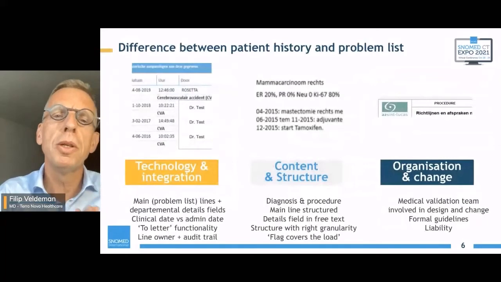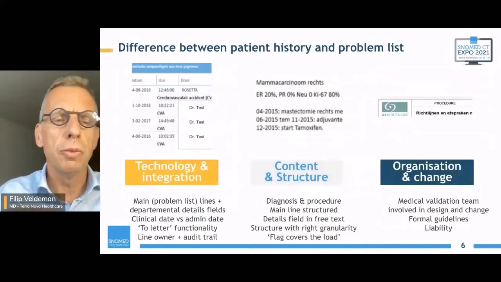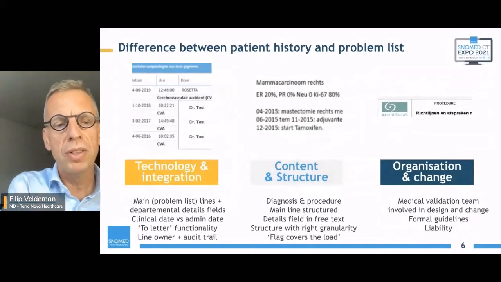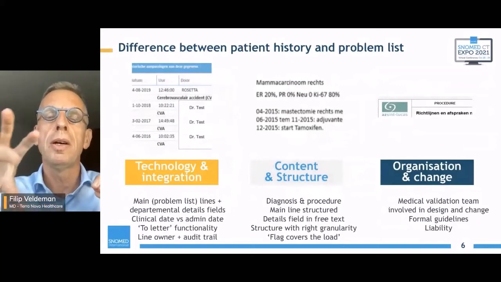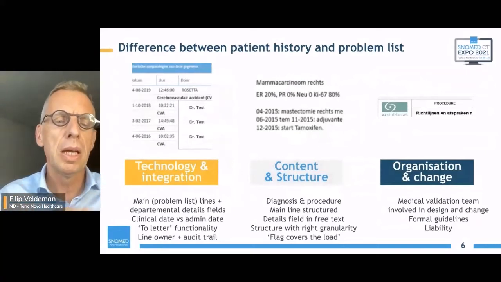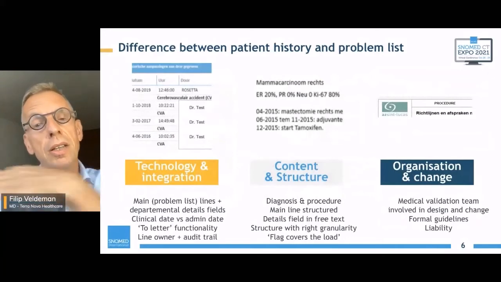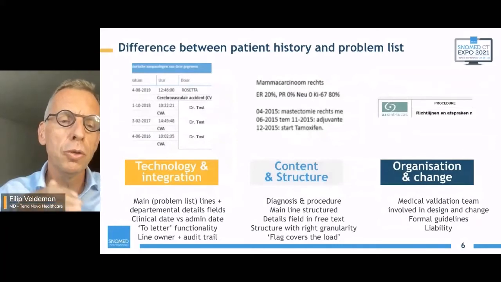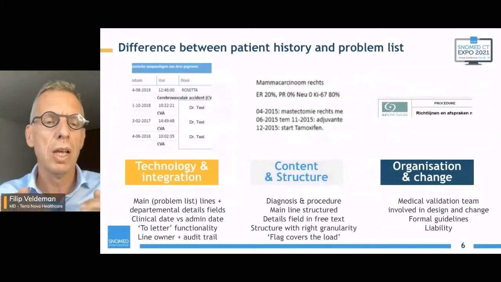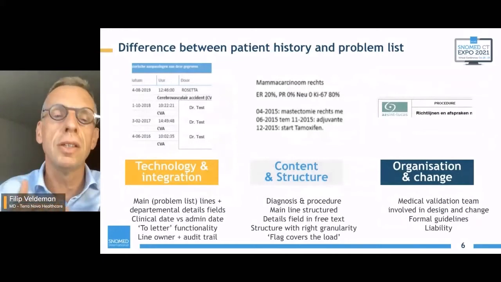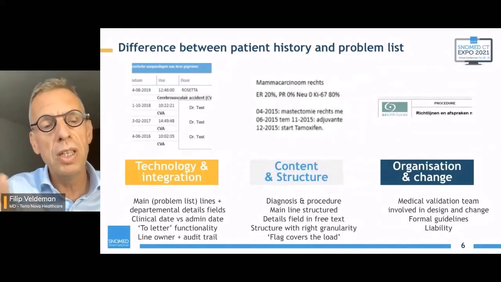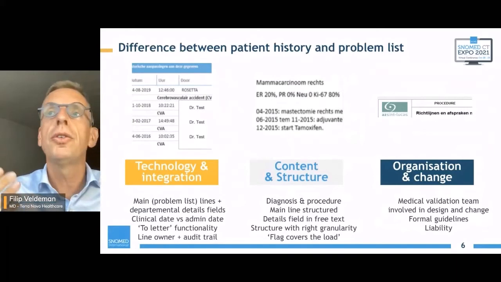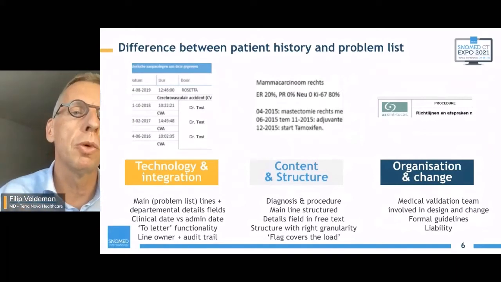Coming back to the difference between patient history and problem list, you see here that we made some technical choices in this Atlas project where we separated main lines, and those were problem list lines, with details fields where you could go into more departmental detail. The main lines were structured, SNOMED CT, later on in the second Rosetta phase, and the details fields were free text. We also had, for those main lines, a two-letter functionality to make it easy to use them on the letters. And you could always see the line owner who had changed the line, and also in an easy way, an audit trail, what was the line looking like before. There's a small example here.